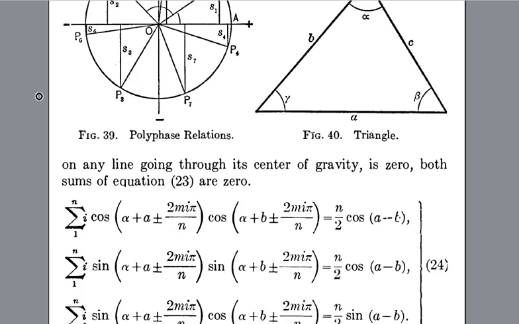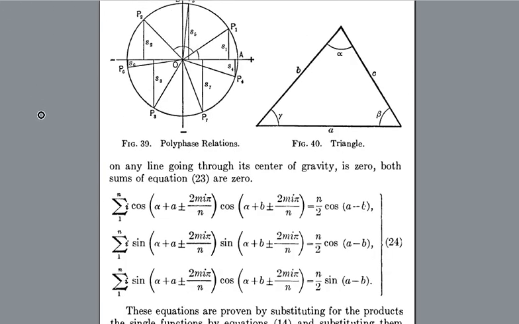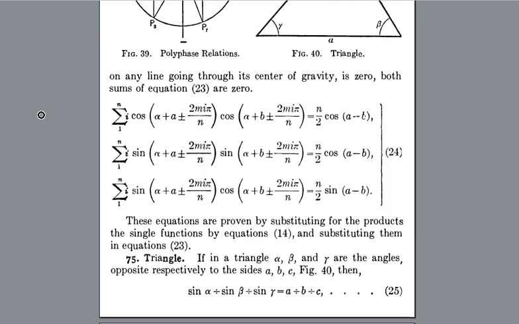The sum over I from 1 to n of the sine of alpha plus A plus or minus 2 times m times I times pi divided by n, multiplied by the sine of alpha plus B plus or minus 2 times m times I times pi divided by n equals n divided by 2, multiplied by the cosine of A minus B. The sum over I from 1 to n of the sine of alpha plus A plus or minus 2 times m times I times pi divided by n, multiplied by the cosine of alpha plus B plus or minus 2 times m times I times pi divided by n equals n divided by 2, multiplied by the sine of A minus B. These equations are proven by replacing the products of trigonometric functions with single trigonometric functions using equations 14 and substituting these results into equations 23.